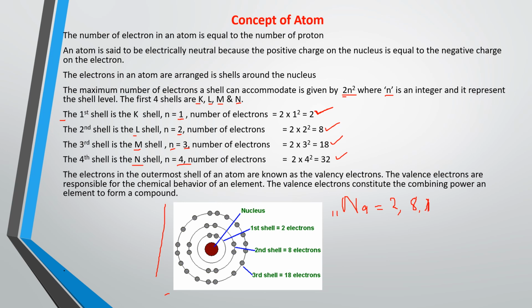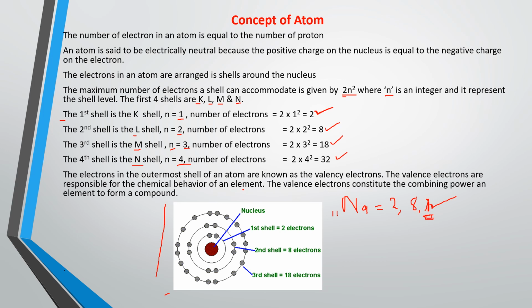Now this 1 electron is the electron that will be on the outermost shell of the sodium atom. It is this electron that we say is the valency electron. Is that okay? So the electron that is in the outermost shell is the valency electron, and they are responsible for the behavior of sodium atoms. So the valence electrons are responsible for the chemical behavior of an element.